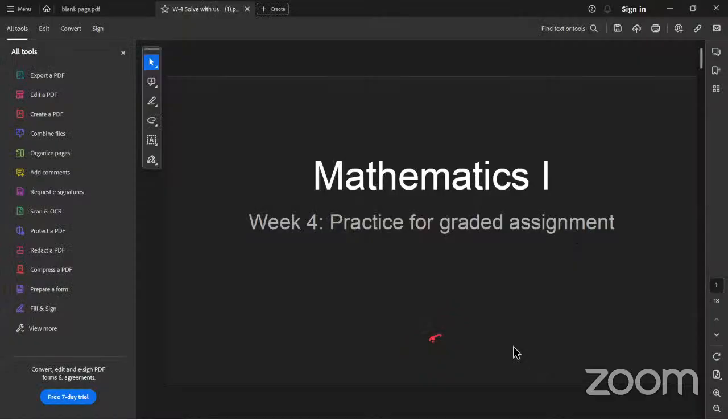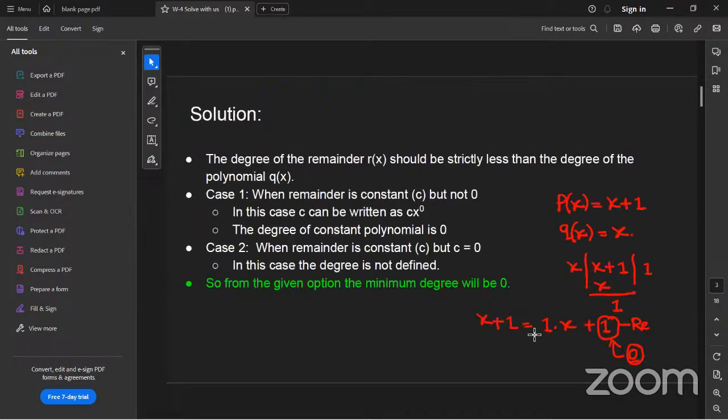Screen is not visible, right? Yes, sir, it is not visible. There is some problem. Let me fix it. Now it is visible. Okay, can we go further?